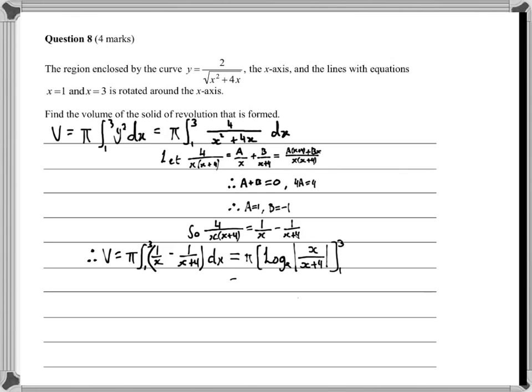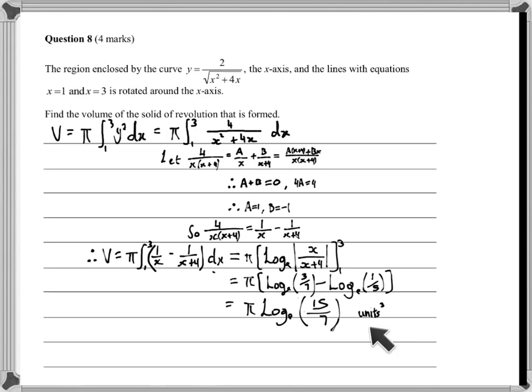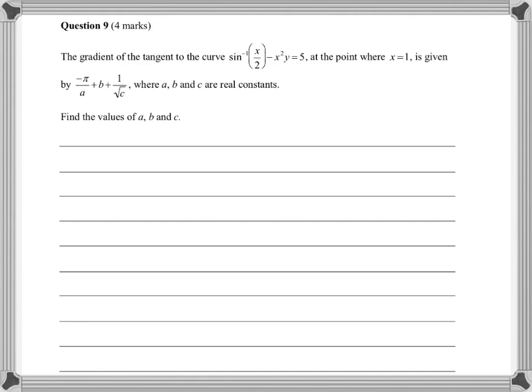Then let's evaluate. Evaluate it at 3 and then at 1. Do the subtraction. And we'll have our 3 on 7 and 1 on 5 there. And again, subtracting logs, it's a division. So we'll have the 3 times the 5 to give 15 on 7. Okay, and there's our volume. It's very important to put units cubed at the end. Okay, how'd you go? Almost there. We're on for 40 minutes.